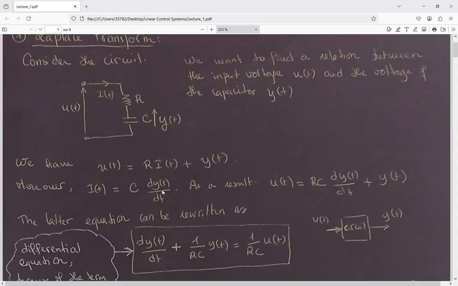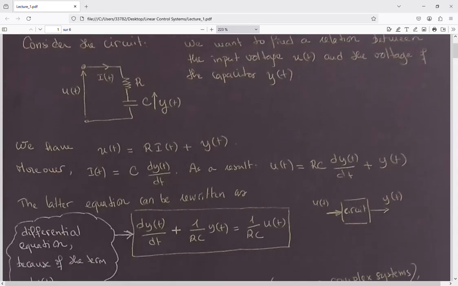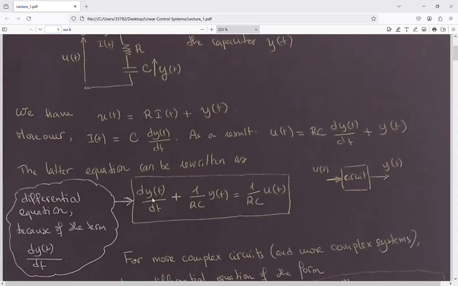As a result, if we replace I here by this expression, we get that U of t is RC times dy over dt plus Y of t. Now, the latter equation, if we divide both sides by RC, what we get is dy over dt plus 1 over RC times Y of t is equal to 1 over RC times U of t.